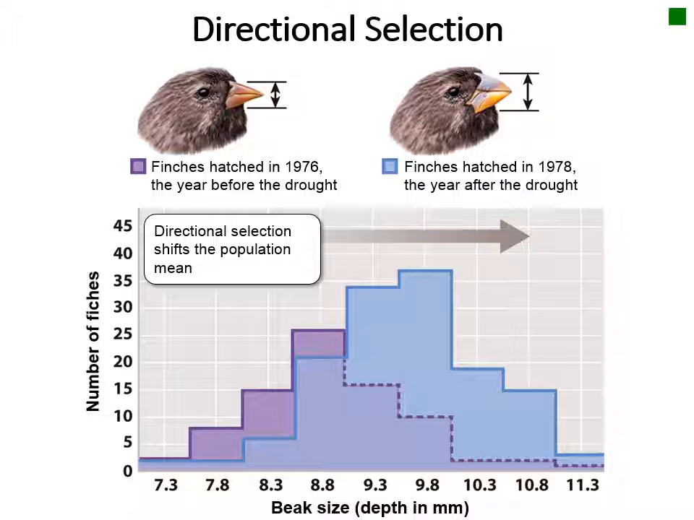The graph shows the distribution of beak sizes in birds before the drought, in purple, and those after the drought, in blue.